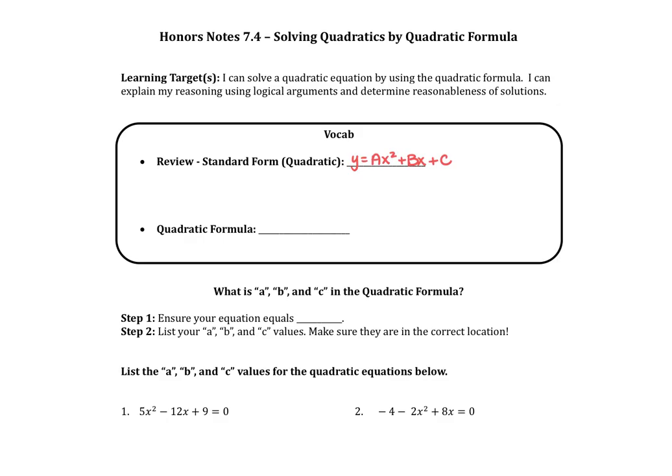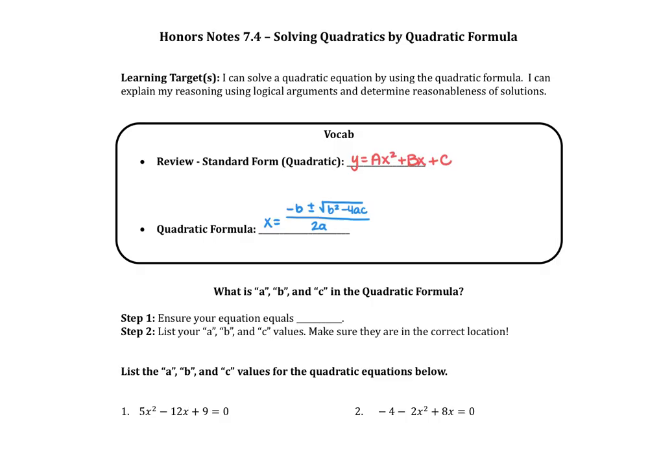Next, we have the quadratic formula. This is in the formula of x equals negative b plus or minus the square root of b squared minus 4ac with the entire thing divided by 2a. This is just another method that helps us find our solutions or our x-intercepts of a quadratic equation.